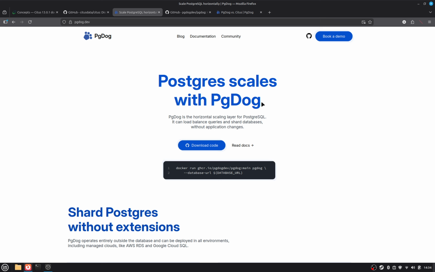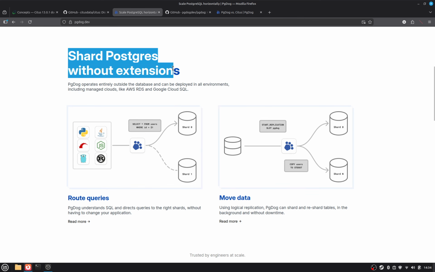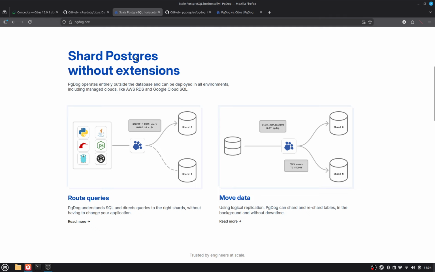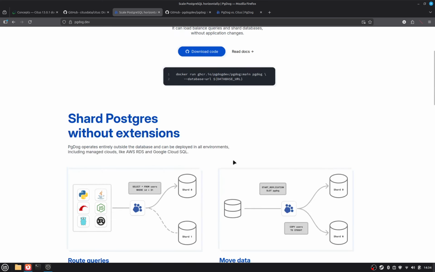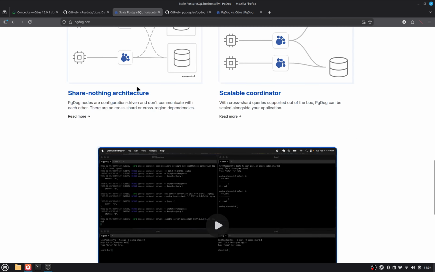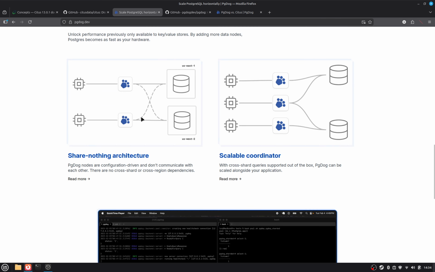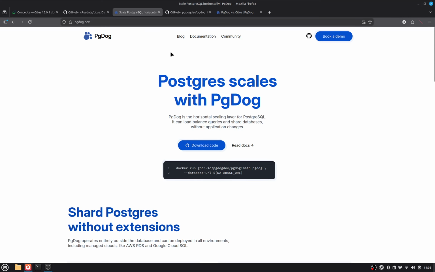It is outside the database. Okay, so as it says, shard Postgres without extensions. It specifically is targeting Citus data. You can see some diagrams, how you route and how you move data, and speed of NoSQL with SQL. There is a share-nothing architecture and a scalable coordinator and all that. So PgDog seems to me is a better solution.